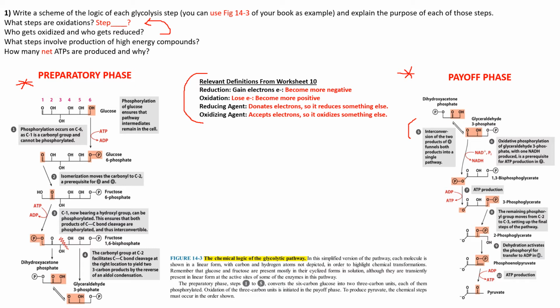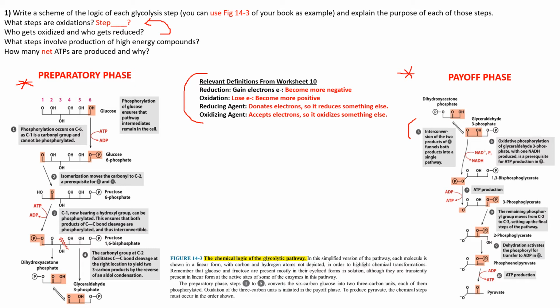So I'm going to go ahead and read the legend to you. The chemical logic of the glycolytic pathway. In this simplified version of the pathway, each molecule is shown in a linear form, with carbon and hydrogen atoms not depicted, in order to highlight chemical transformations. Remember that glucose and fructose are present mostly in their cyclized forms in solution, although they are transiently present in linear form at the active sites of some of the enzymes in this pathway.